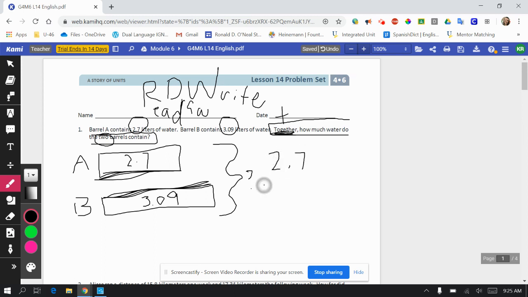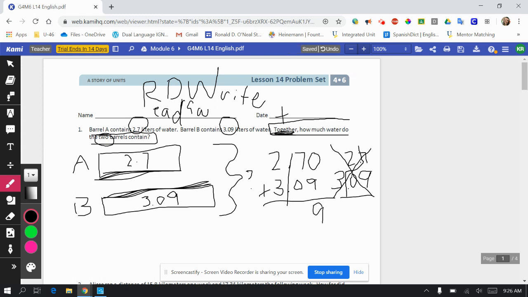So 2.7 plus, now something really important is that you have the decimals lined up. If you add it up like this, you will get the wrong answer, okay? Because notice the decimals there are not lined up. So don't do it that way. Your decimals need to be lined up. 2.7, another way to say that is 2.70. Add that up, 0 plus 9 equals 9, 7 plus 0 equals 7, decimal, 2 plus 3 equals 5.